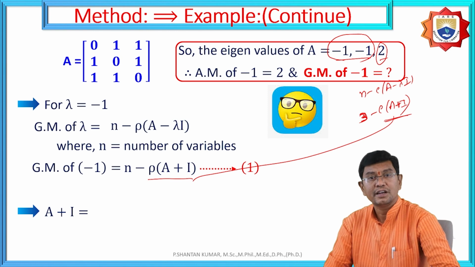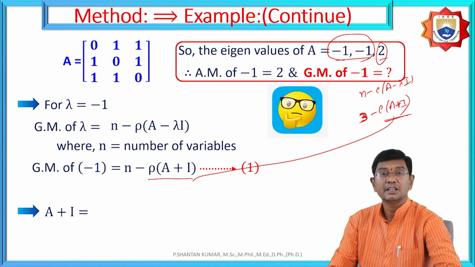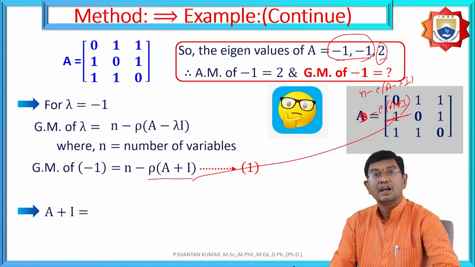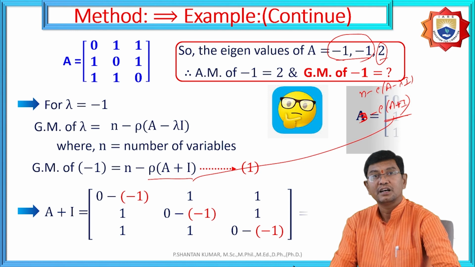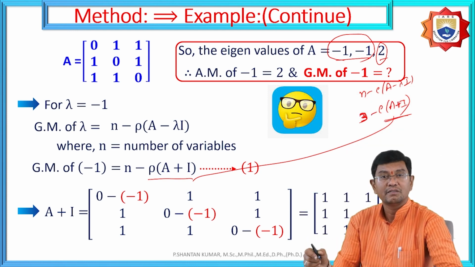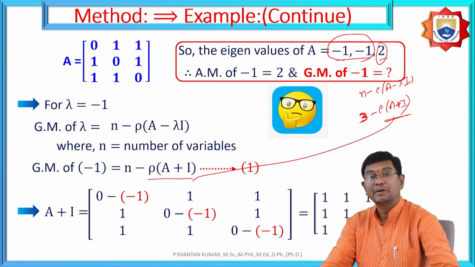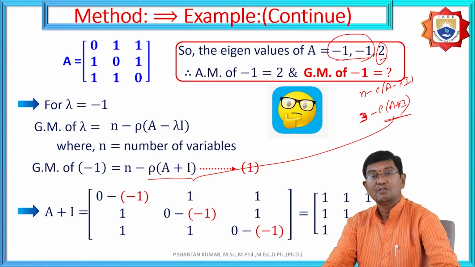While we are finding the rank of A plus I, first we need A plus I. A is nothing but the given matrix, and I is nothing but the unit matrix. That means it is the addition of A and I. While adding the diagonal elements, we obtain this matrix. Directly we can say that all the rows are the same, so automatically the rank of this matrix is 1.